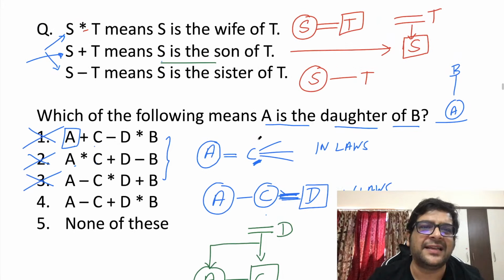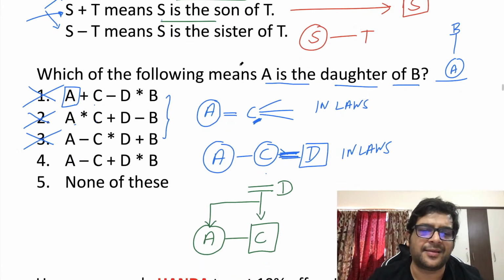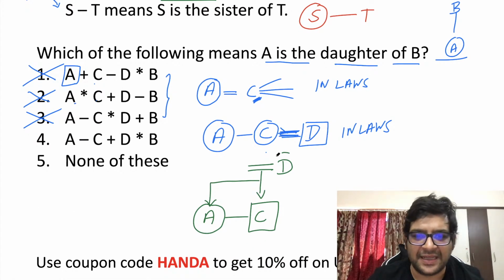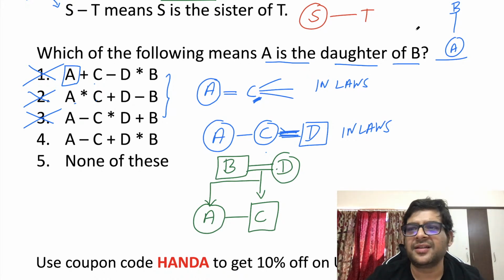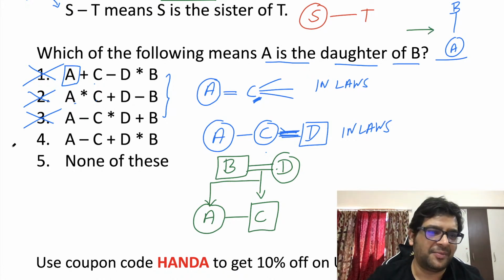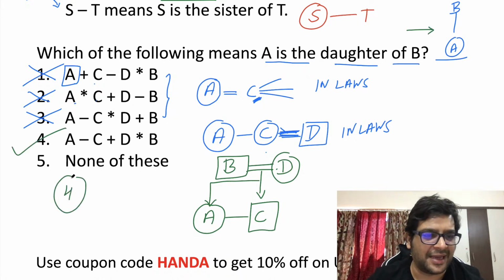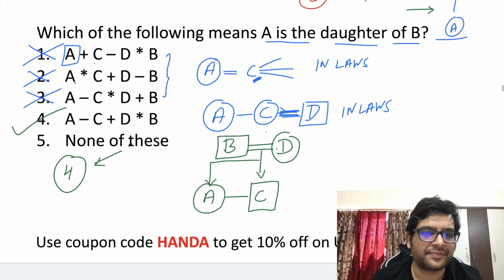And then I have D star B, which is D is the wife of B here. So what have I got? B and D are married to each other. They have 2 children, A and C, and A is the daughter. That is what I wanted, making option 4 the answer here. Are you guys okay with this?